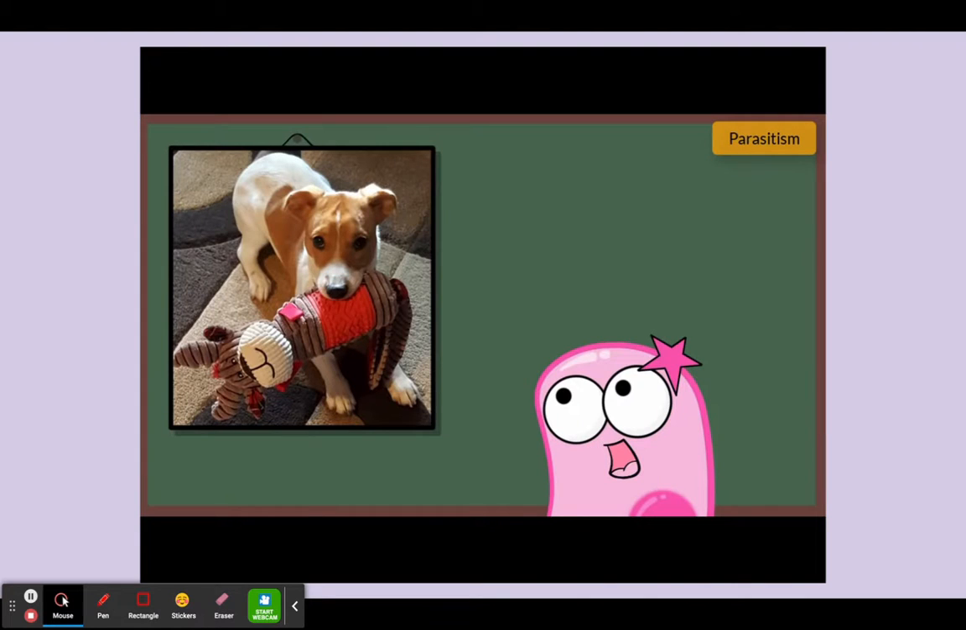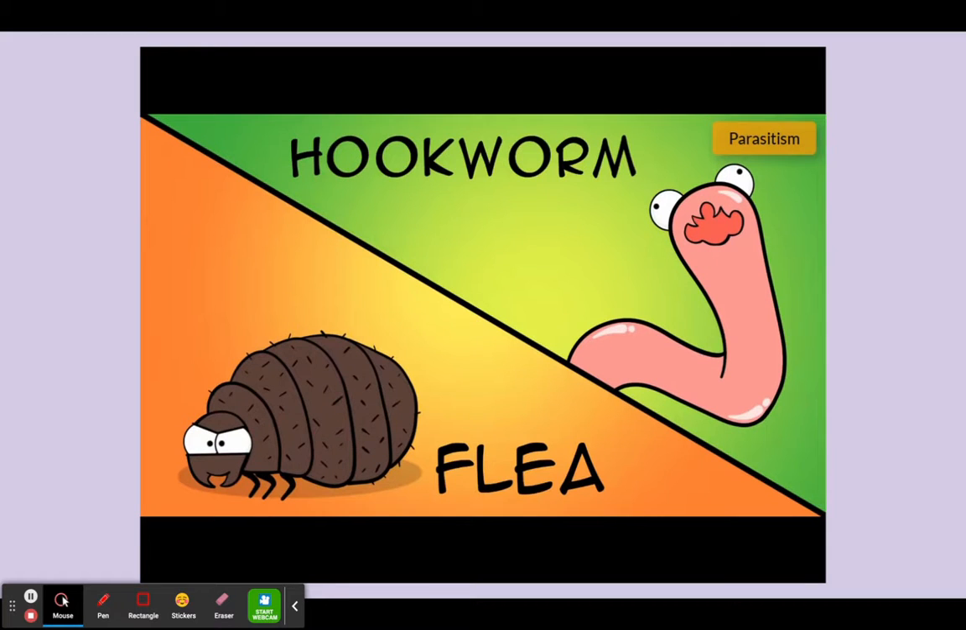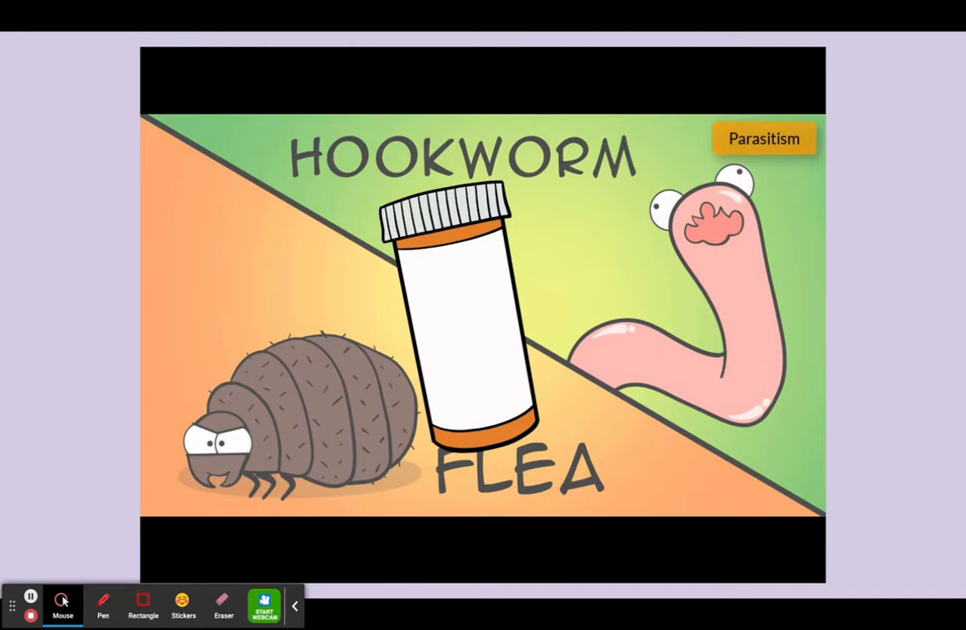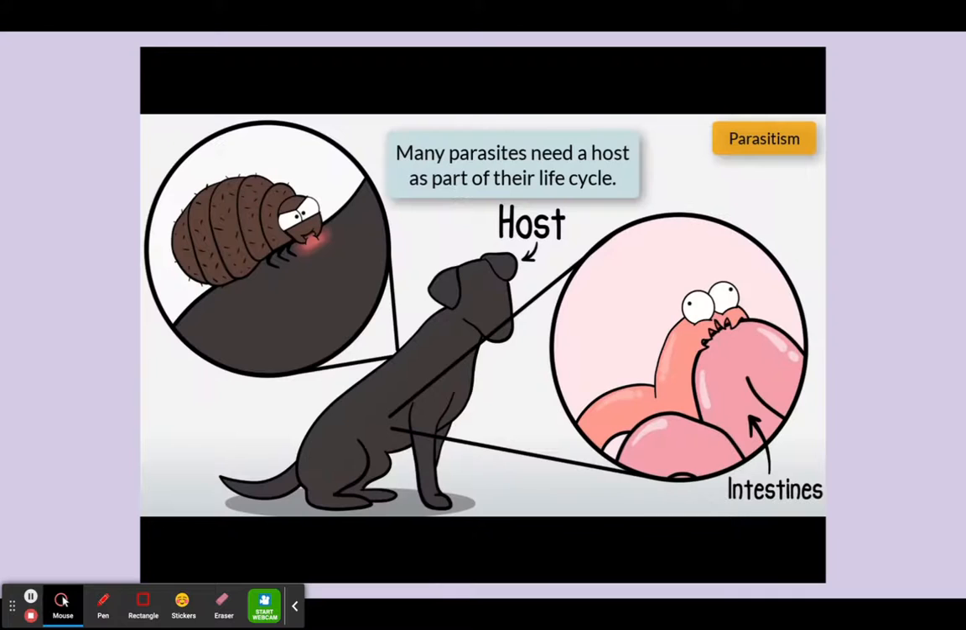When my family took in our rescue dog, she was 4 months old at the time. We learned from the vet that she would need to be treated for fleas and hookworms. We were able to give her medicine to treat these parasites. A good thing because these parasites can hurt the dog by feeding on their blood. A parasite is an organism that gets its nutrients from another organism and causes harm to its host.